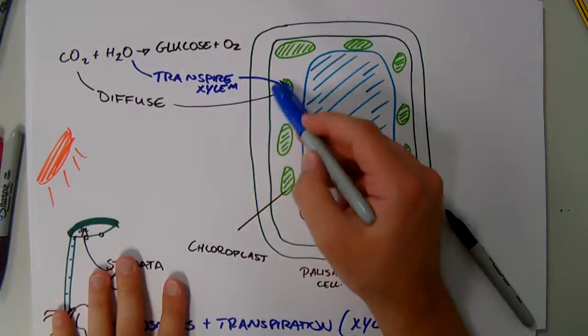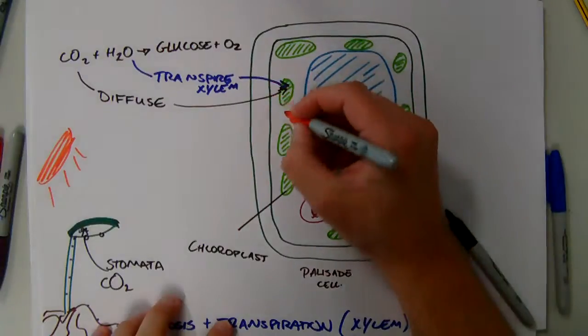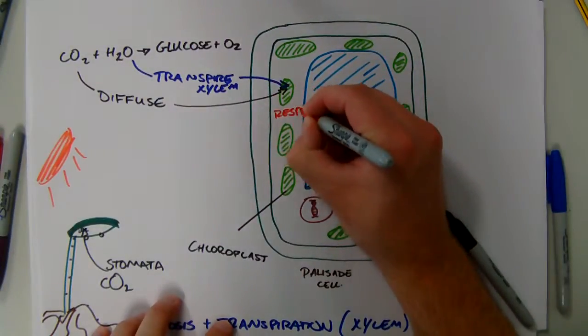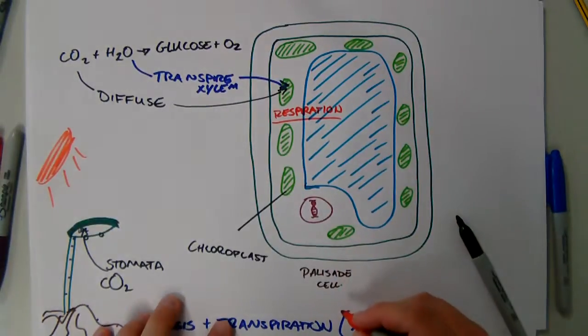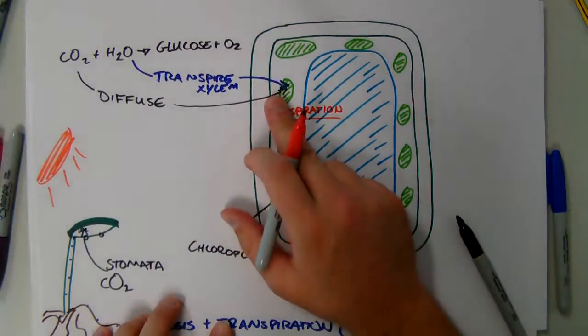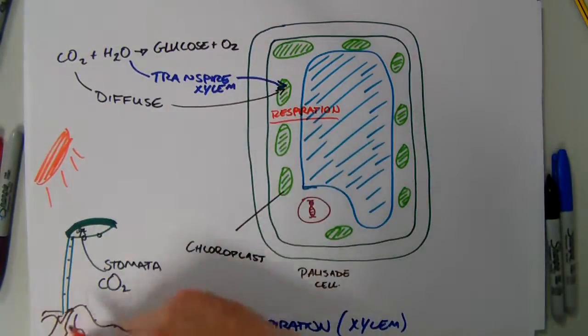And then what about glucose and oxygen? Okay, so my chloroplasts have made my glucose and oxygen. A small amount of glucose and oxygen will be used by the cell for respiration, because all living things respire, even plant cells. The bit of glucose and oxygen that isn't used in that plant cell for respiration has to be given to the rest of the plant.